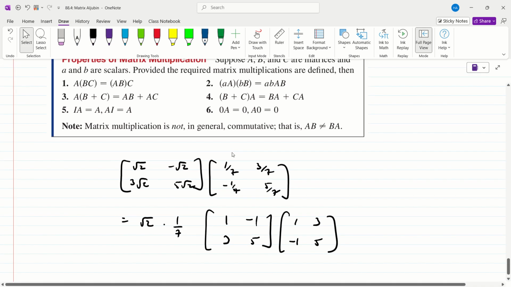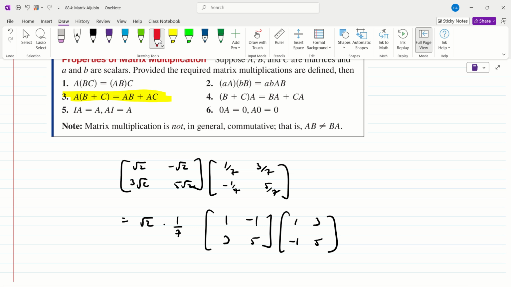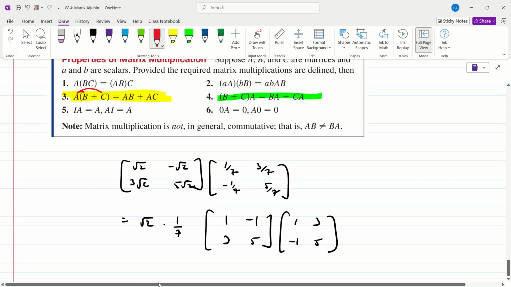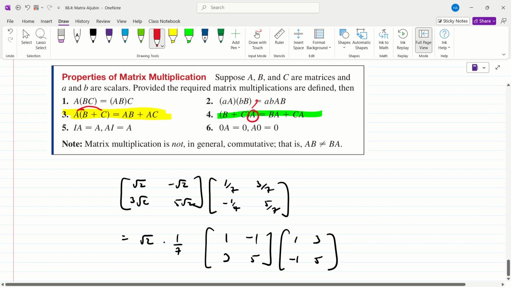Properties 3 and 5 are telling you that you have a nice distributive property. When you have an A multiplied times a sum, you can take the A and distribute it from the left-hand side. Or when you have a matrix A multiplied on the right-hand side, you can distribute that in.